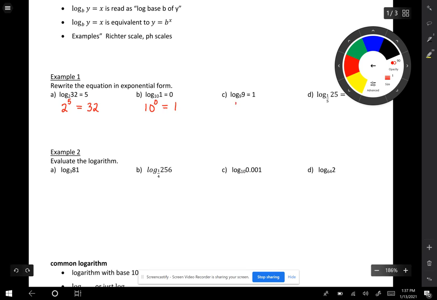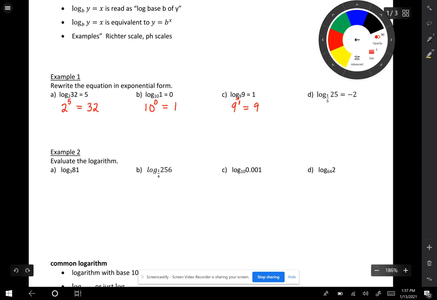Next one, this 9 is your base, 1 is your exponent, and that is it. And then the last one, when you have a fraction base, don't leave it like this, that is wrong, because you have more than one term. Write that base in parentheses. So the base, 1/5 raised to the negative 2 power, gives you 25.